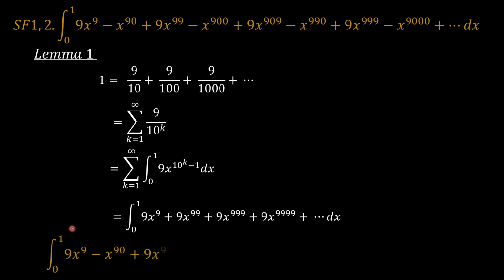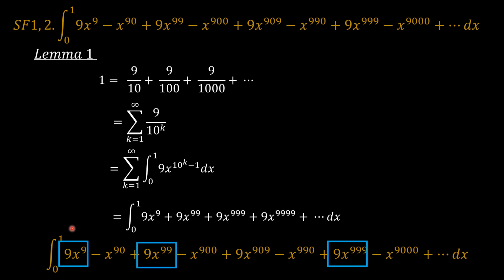And so looking at our integral, there are some components that would be equal to the components we see in this first lemma. So the first one, the third one, and the second last one here. Now the question is, what are these other remaining terms equal to? For example, negative x to the power 90, minus x to the power 900, plus 9x to the power 909, and so on. And this we'll try to decipher in our next lemma.